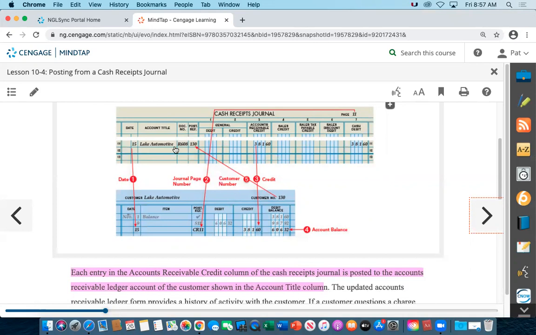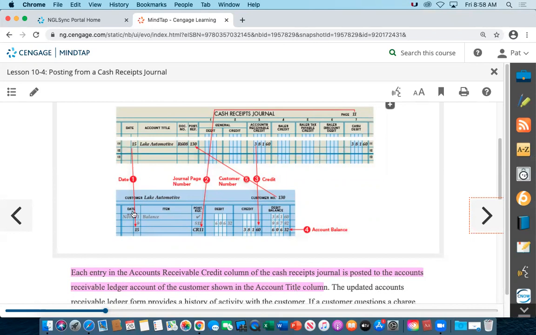But so step 1, we're always going to post the accounts receivable credit. All right. So anytime there's an amount in the accounts receivable credit, the name of the customer will be in the account title, and we will go to our subsidiary ledger, accounts receivable subsidiary, and we will post the accounts receivable credit from the cash receipts journal into our accounts receivable subsidiary ledger to the customer name. That's all this sentence is saying.